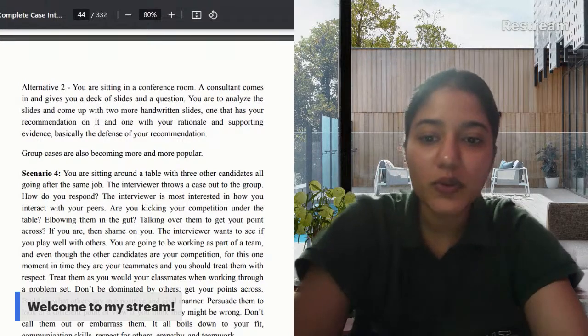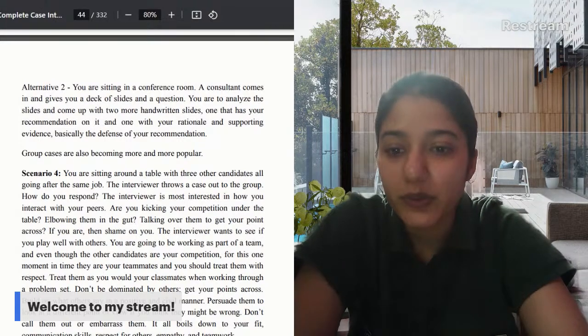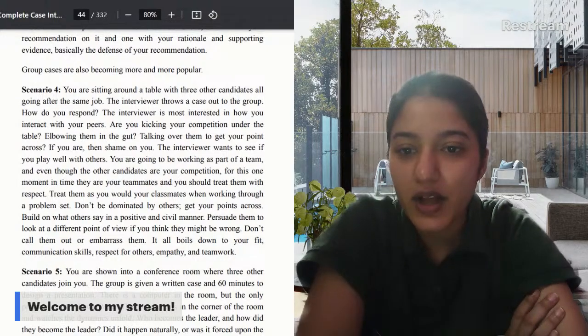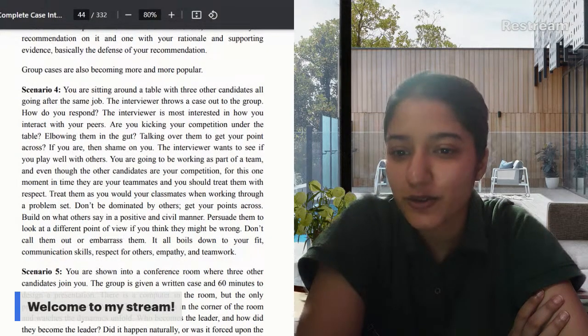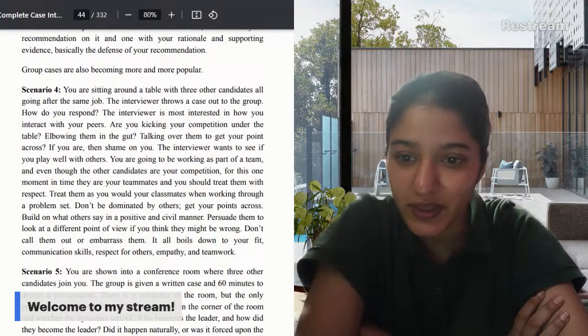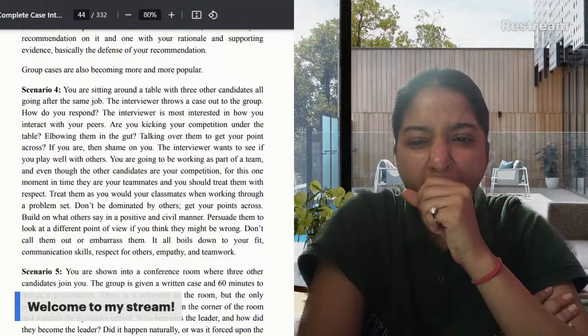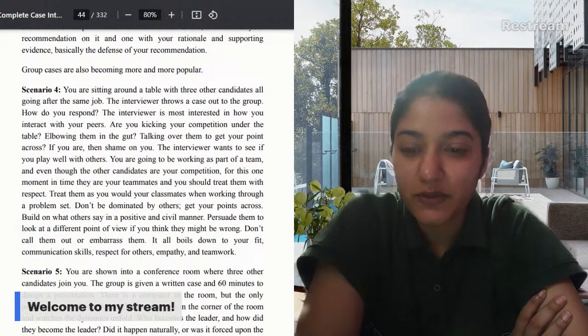Group cases are also becoming more and more popular. Scenario 4. You are sitting around a table with 3 other candidates, all going after the same job. The interviewer throws a case out to the group. How do you respond? The interviewer is most interested in how you interact with your peers. Are you kicking your competition under the table, elbowing them in the gut, talking over them to get your point across? If you are, then shame on you.